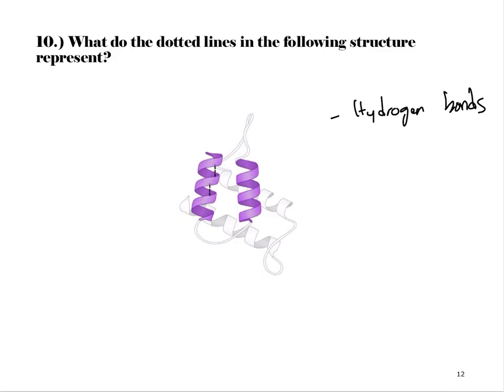In the dotted lines, this would represent secondary structure, right? Because this is a single motif within a polypeptide.